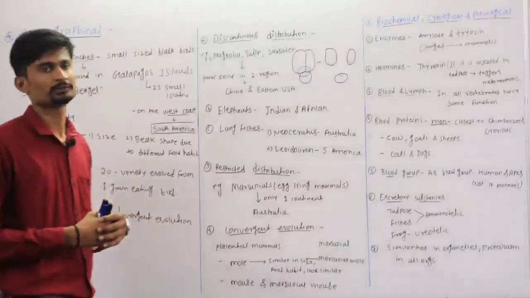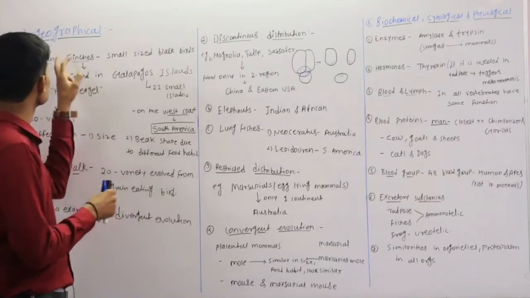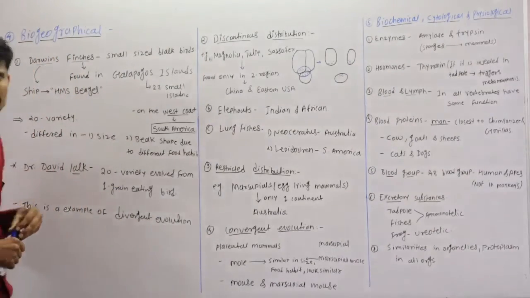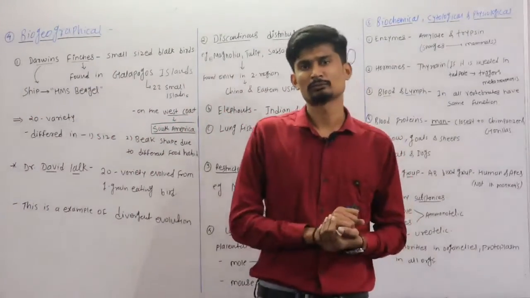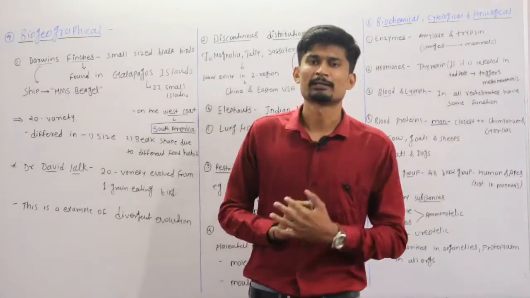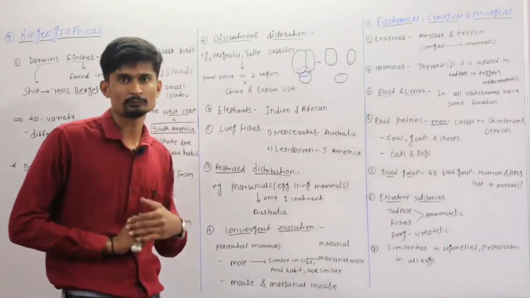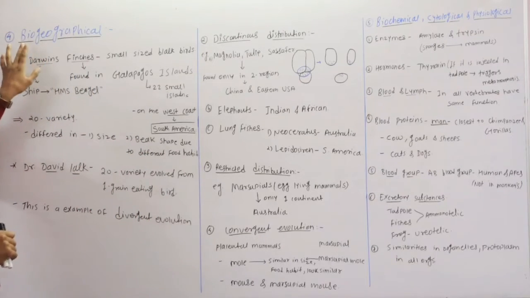Our today's topic is the biogeographical evidences. This one is the fourth evidence. We have seen the three evidences, that is morphological and anatomical evidences, then embryological evidences and paleontological evidences of the theories of evolution. Next one is the fourth one, that is biogeographical evidence.